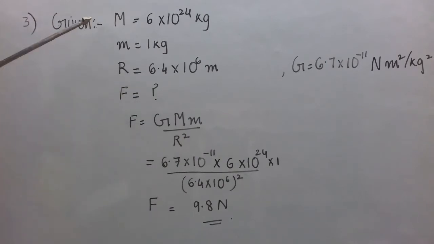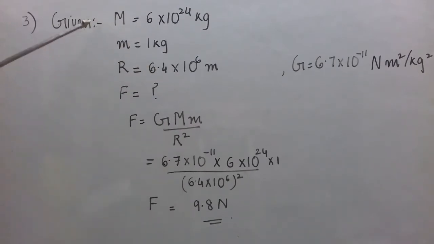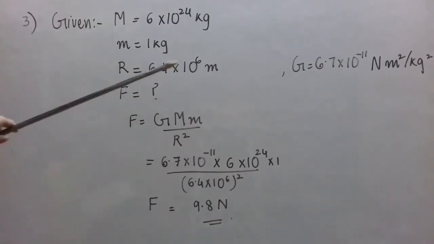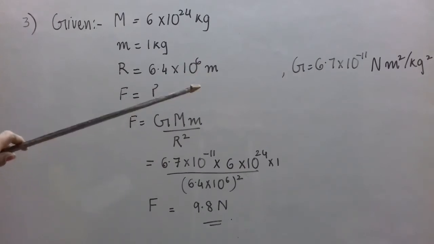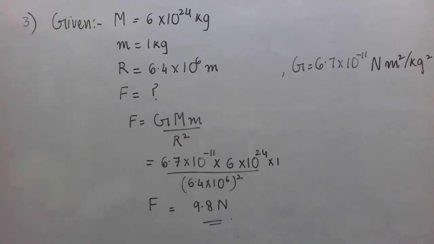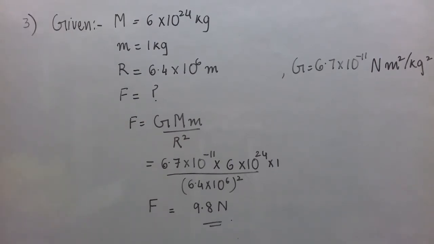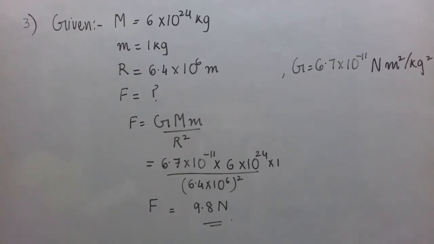Now first see if any conversion is required as we usually do. kg, meters. Everything is in SI system, so no problem. We know the value of G even if it is not given. So I have written it here. Capital G is taken as 6.7 into 10 raised to minus 11 Newton meter square per kg square. Now we are going to use Newton's universal law of gravitation for this.